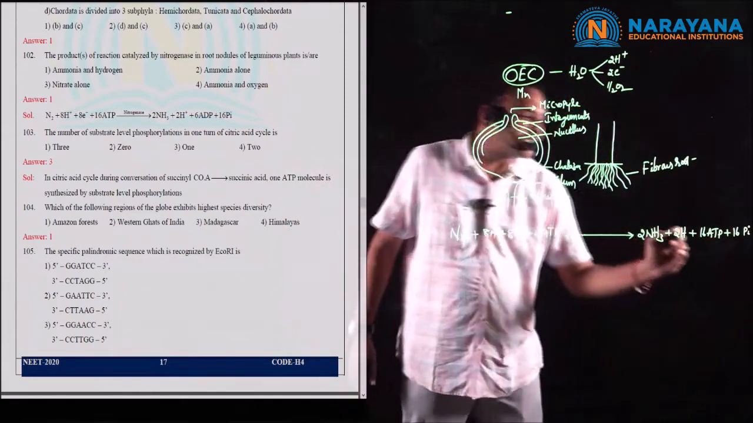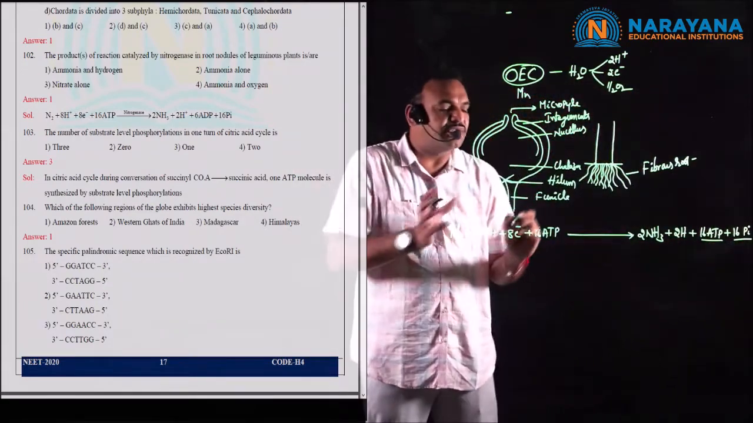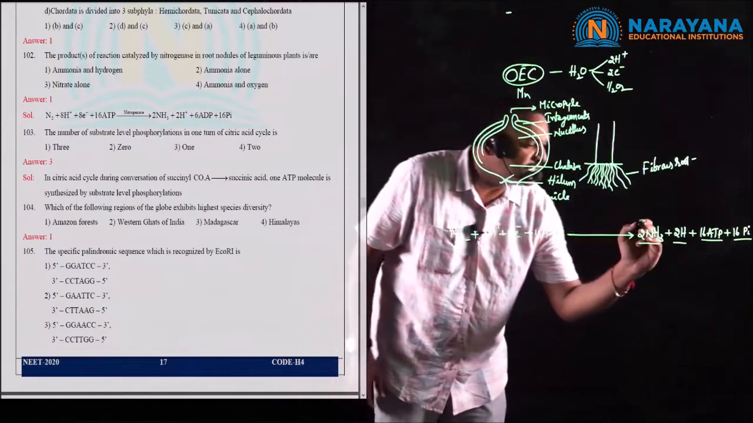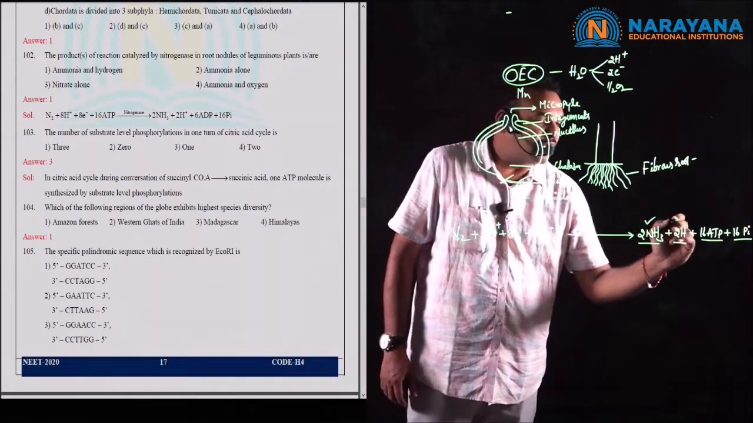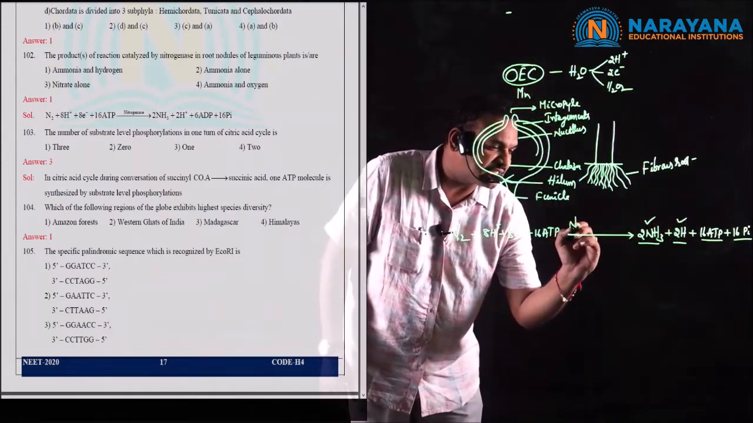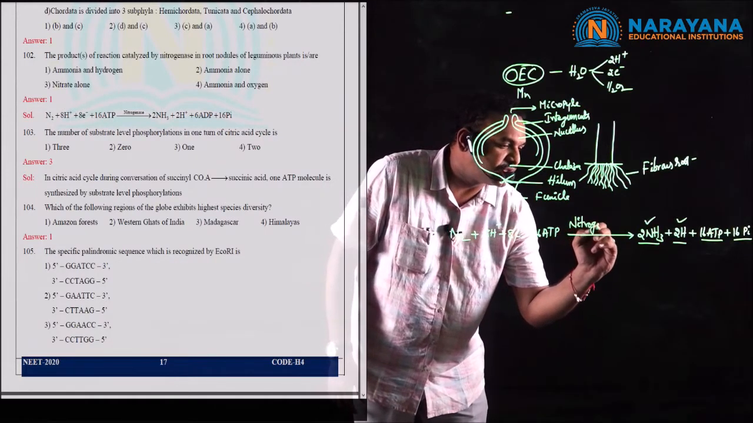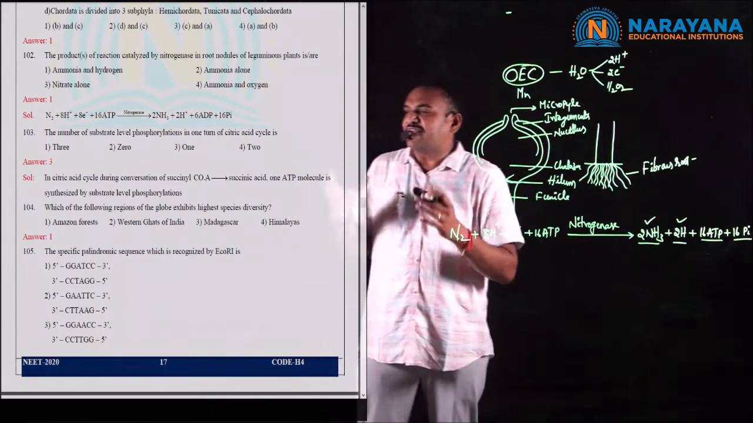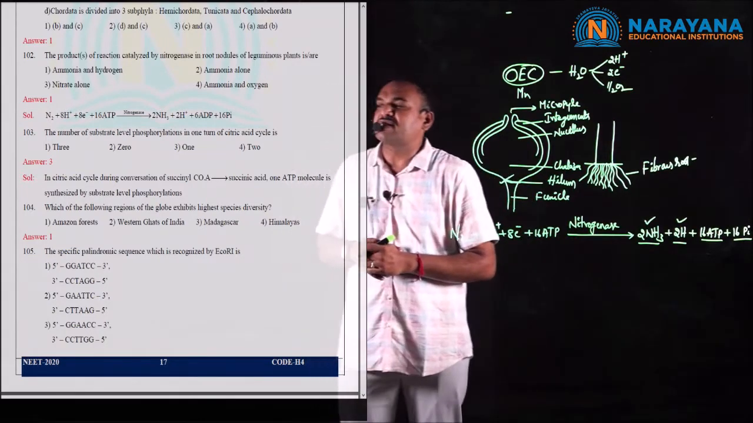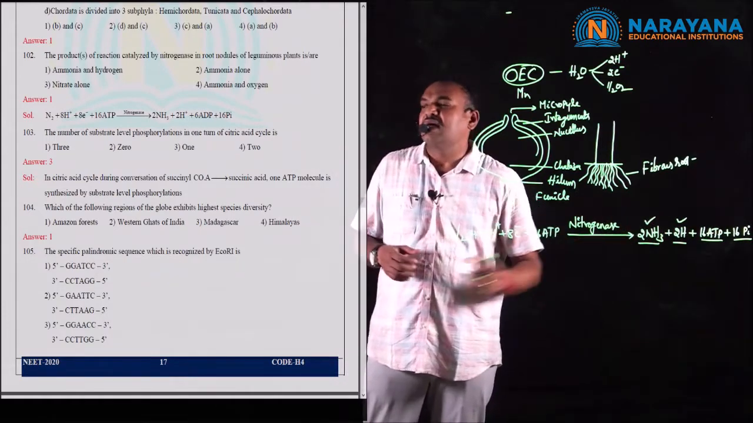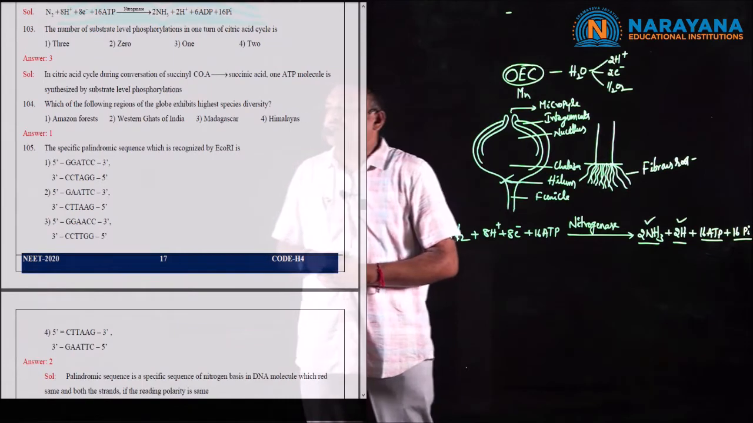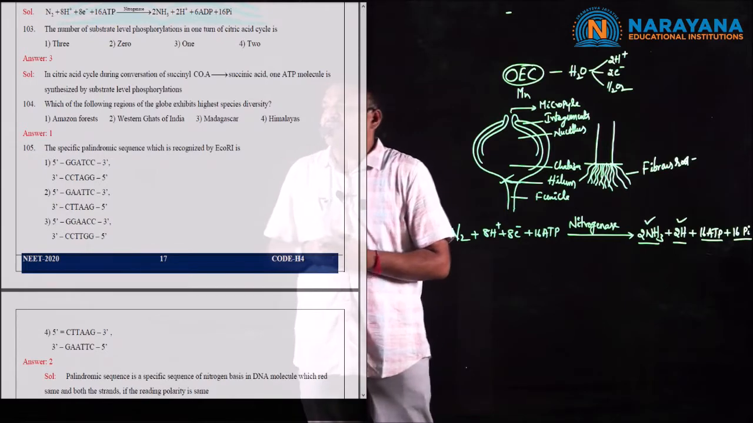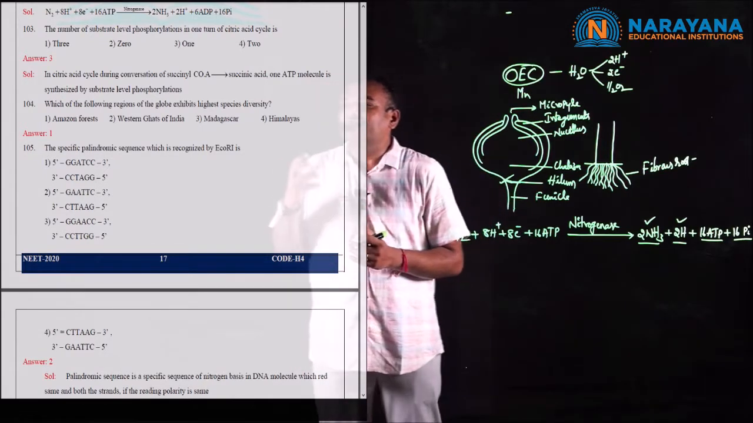And they are not asking about energy, they are asking about only the products. And the products of this biological nitrogen fixation is 2 molecules of ammonia and 2 molecules of hydrogen. This reaction is catalyzed by an enzyme nitrogenase. Nitrogenase enzyme catalyzes this process. That means here the right option for the given question number 102 is first option, ammonia and hydrogen. And next one is question number 103. The number of substrate level phosphorylations in one turn of citric acid cycle.